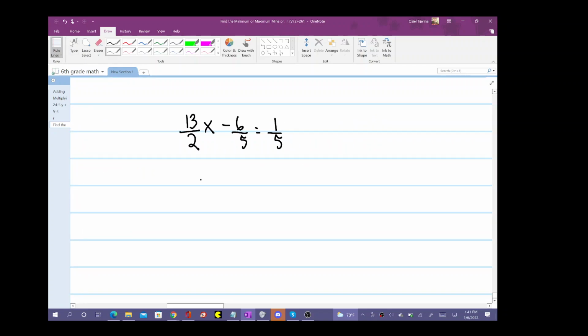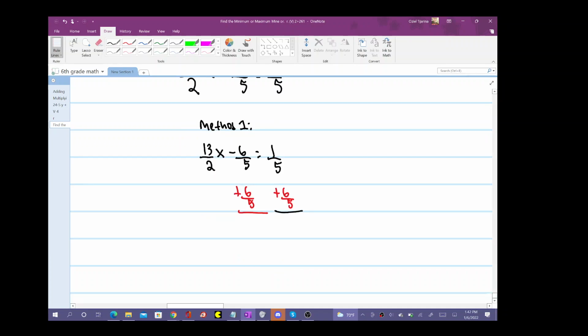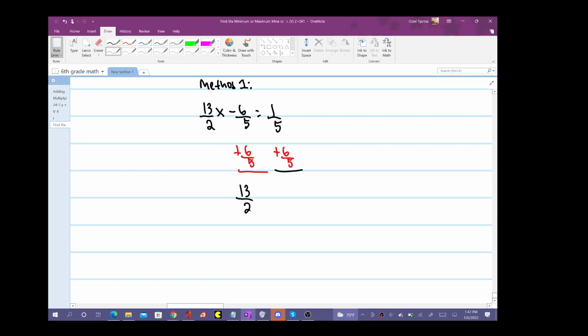So method 1. I'm going to say 13 halves x minus 6 over 5 equals 1 over 5. Then I'm going to add 6 over 5 to both sides. This will give me 13 halves x equals 7 over 5.